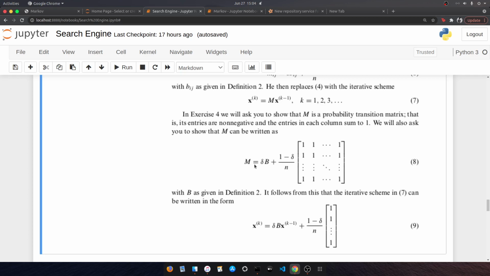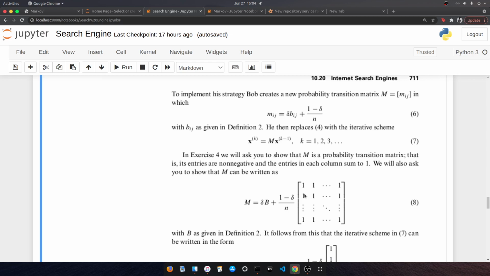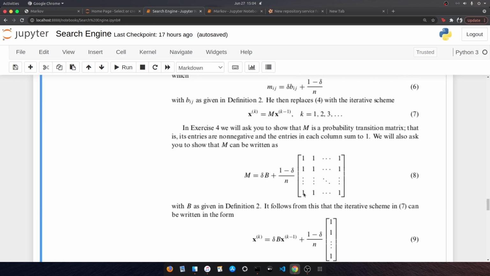Basically, it's computed from matrix B from above, the probability transition matrix that we have seen before, and then we do this expression. So we have the delta, and then we have the 1 minus delta over n, as we have seen from above, multiplied to the all-ones matrix. So let's actually look at some code to make this concept more concrete, and let us compare Bob's algorithm versus Alice's algorithm.